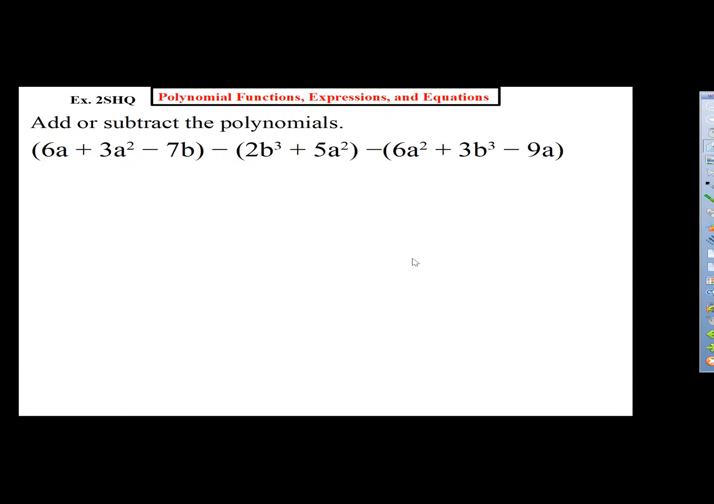Okay, copy this one. Example 2, Shazam Q. And we got parentheses 6a plus 3a squared minus 7b, close parentheses, minus, open parentheses, 2b cubed plus 5a squared, close parentheses, minus, open parentheses, 6a squared plus 3b cubed minus 9a, close parentheses. Let's see, I added one more polynomial, see how you do with that. Ready and go.